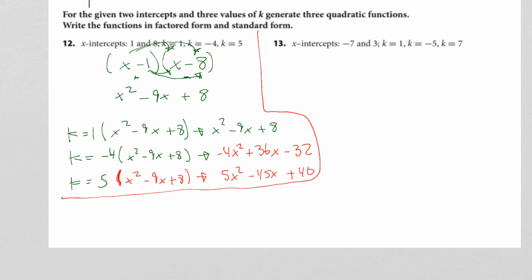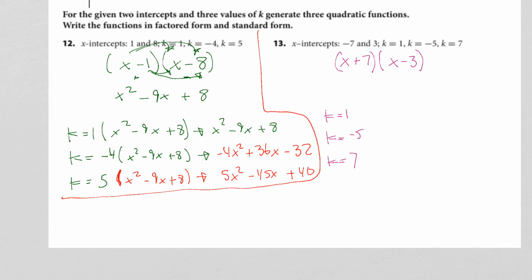And let me pick a different color. So if I have an x-intercept of negative 7, these are the factors of x plus 7. And if I have an x-intercept of 3, it's going to be x minus 3. And then I'm going to have to figure out what happens when k is 1, when k is negative 5, and when k is 7. And this k that they're referring to means k as in a constant, not the k that you're familiar with from vertex form.